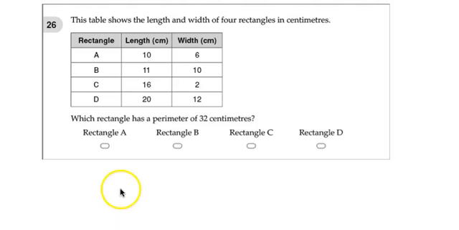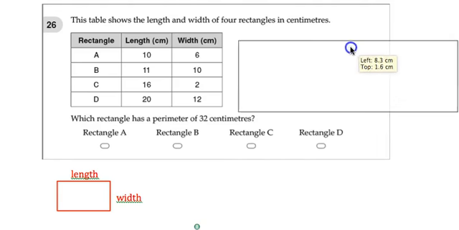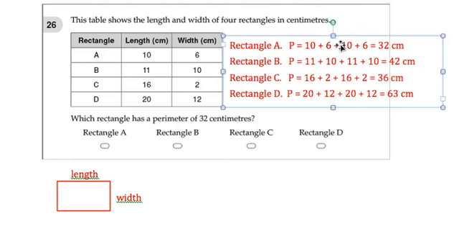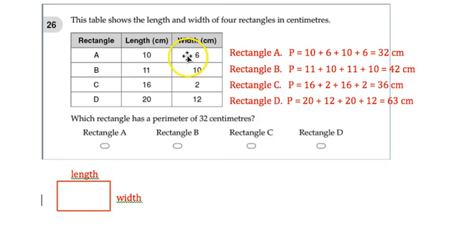So remember, when you are looking at a rectangle, you've got your length and width, but you have to add them twice. To find the perimeter you need to do length plus width plus length plus width. So if we want a perimeter of 32, a quick way would just be to find the one with length and width adding up to 16.